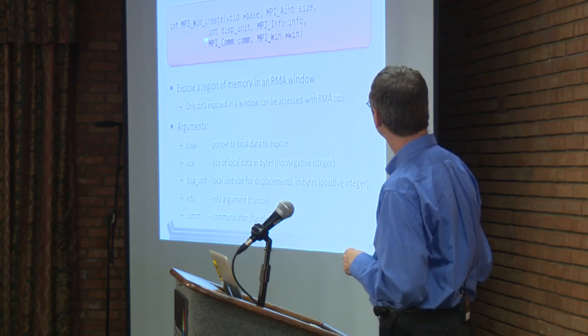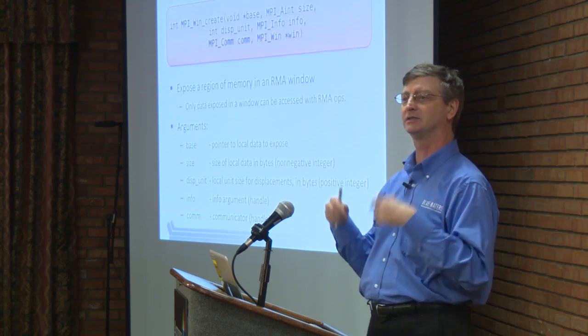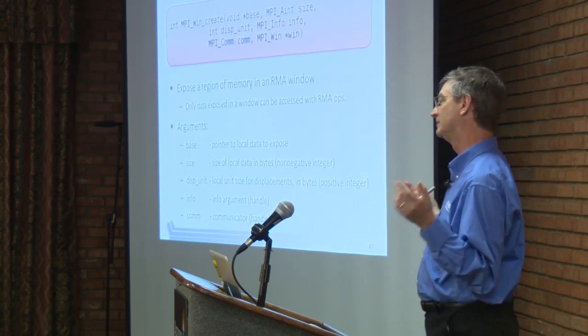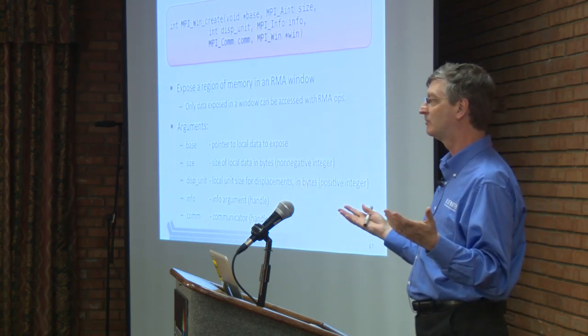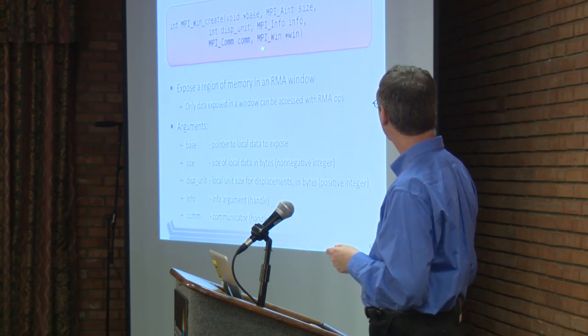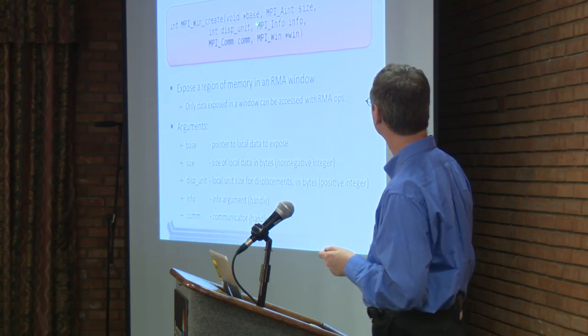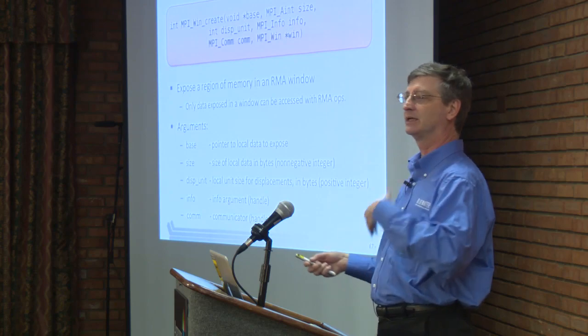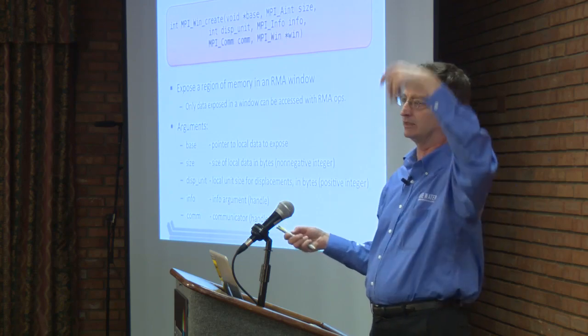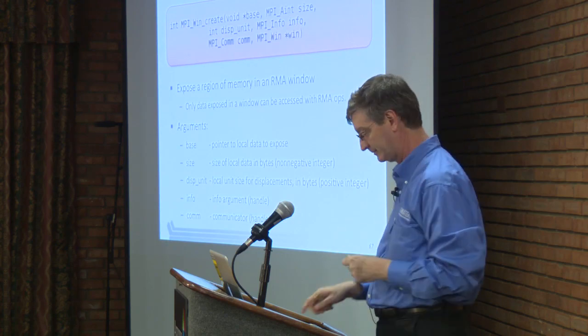Okay. Then the last input variable is the communicator. So as I said, this is a collective operation. It is collective over a communicator. And that's it. And out of this comes a new object, the MPI win object. Again, just like if you did a comm split and you would get a new communicator, here we do a win create and we get a new MPI win.